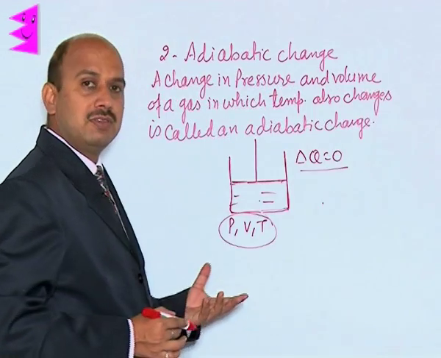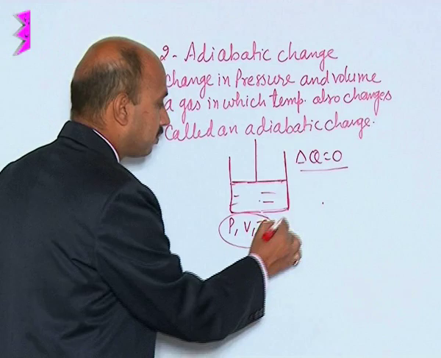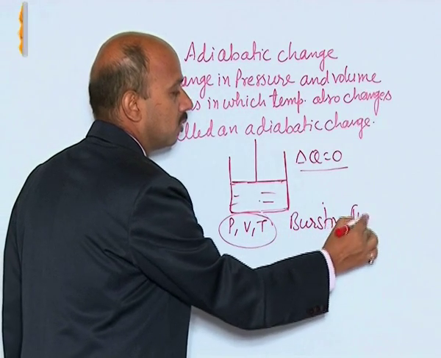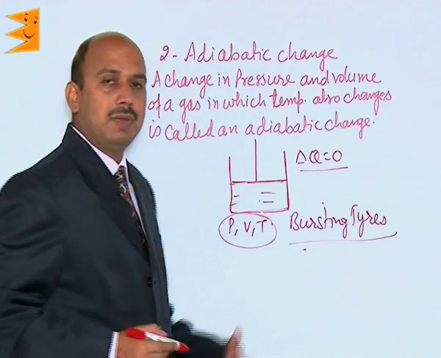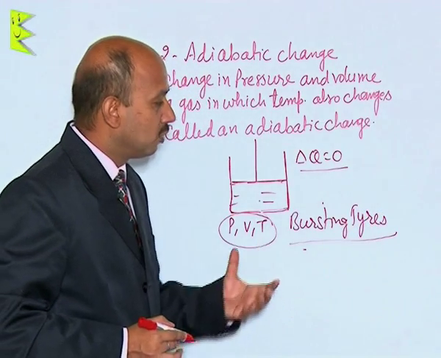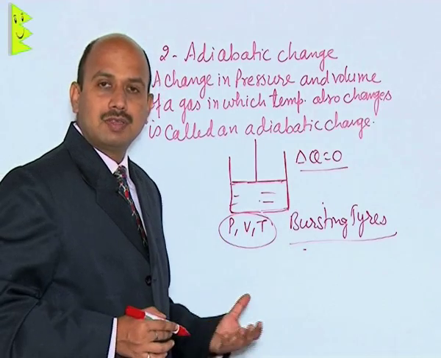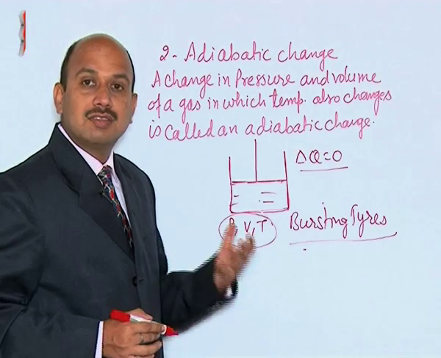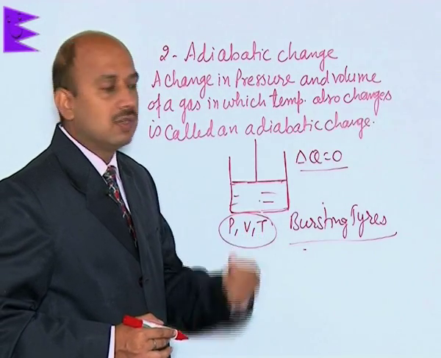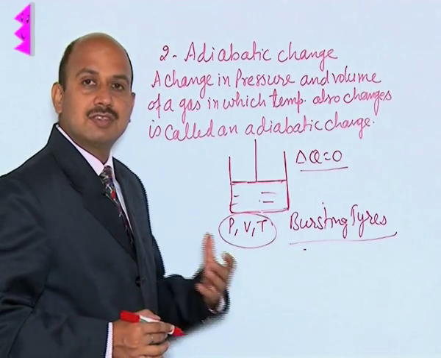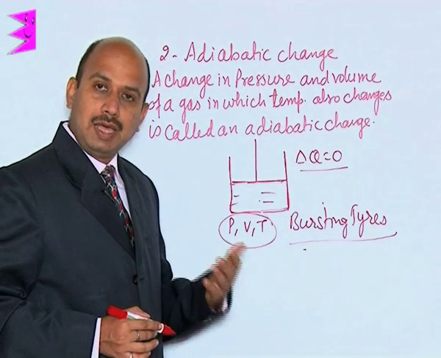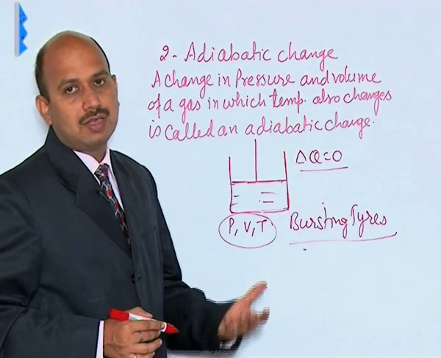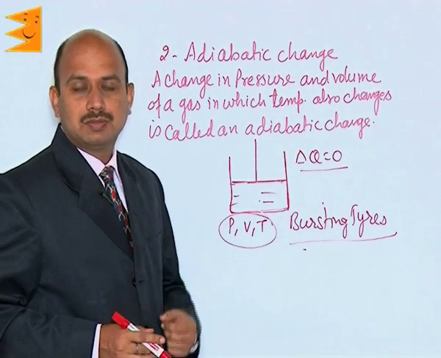And certain examples you might have seen are here. One is bursting of tires. Say in summer, sometimes the tires of cars or bikes burst. That is also a sudden expansion of gases, an example of adiabatic change. And also if there is steam in the cylinder of a steam engine, there is a sudden expansion of the steam, that is also an example of adiabatic change.